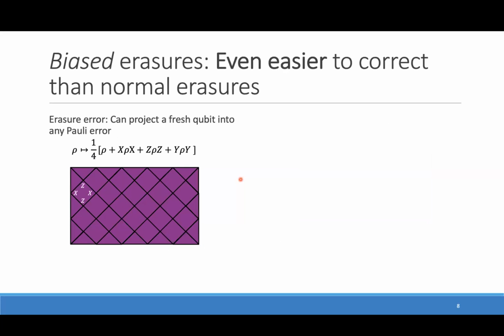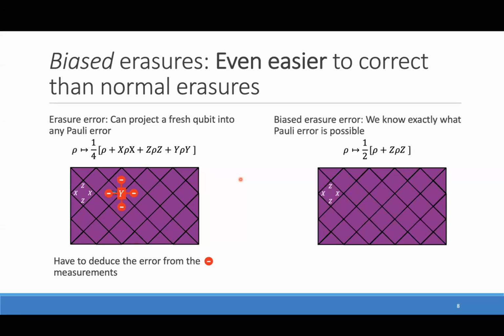Biased erasures are going to be even easier to crack. Why are biased erasures going to be even easier to crack? Well, if I detect a normal erasure at some qubit, and then I replace it with a fresh qubit, when I measure my stabilizers, I have an equal chance of measuring an X error having happened, a Z error having happened, or a Y error having happened. And I have to figure out which of those happened based on the pattern of minus signs I see.